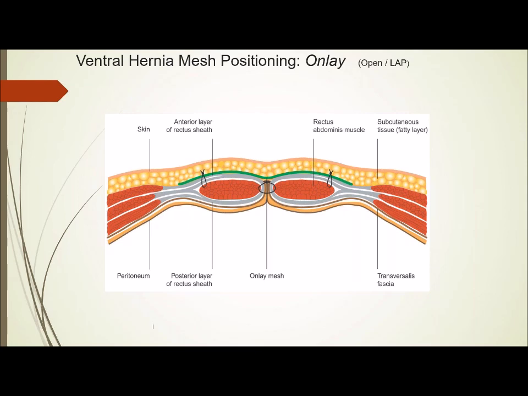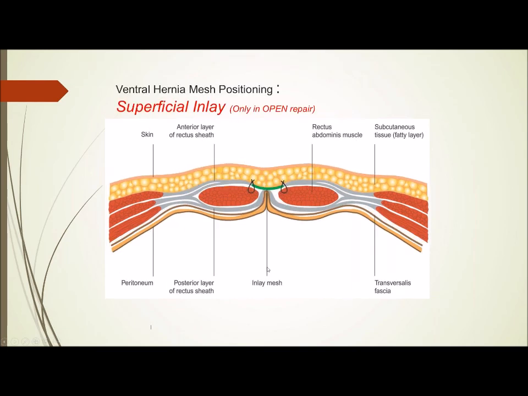Why? Because the chance of infection is very high. What is separating it from the outside? The skin and the subcutaneous fascia. That's all, fascia of Camper and fascia of Scarpa. So the chance of infection is very much there. Number two, Pascal's law does not suggest that this is the place where the mesh should be placed. I'll show you another figure later, right?